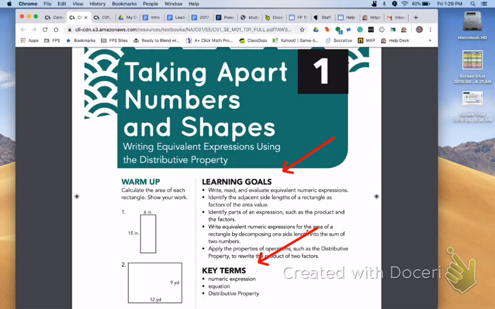Key terms to look for in Lesson 1: numeric expression, equation, and distributive property.